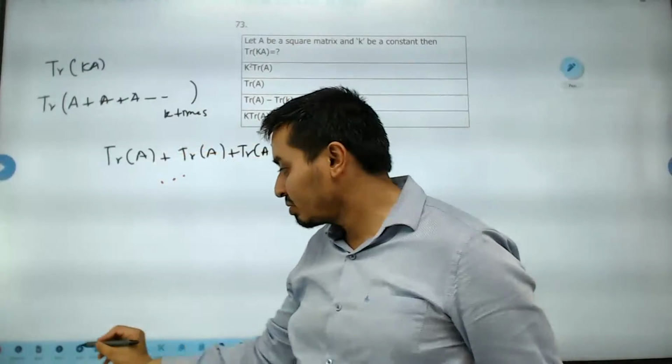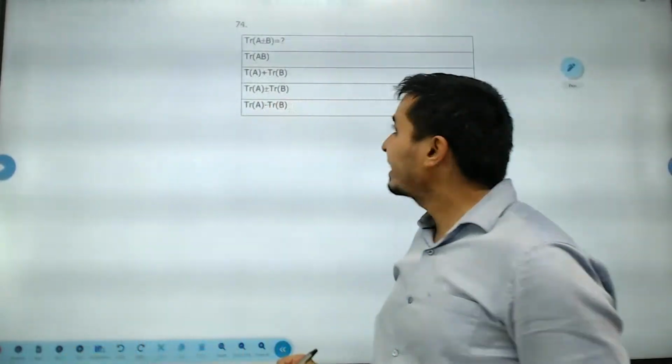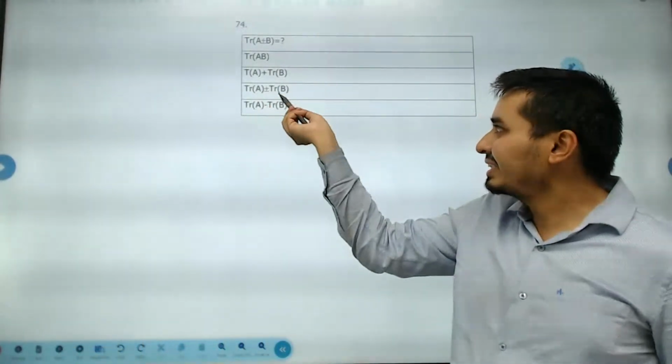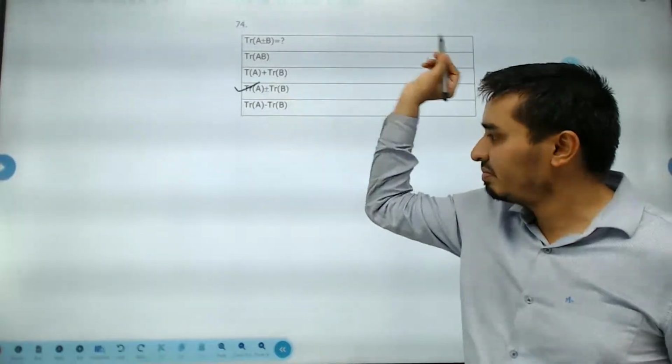Now moving on to the next one. Trace of A plus minus B is trace A plus minus trace B. Again, it's a direct formula.